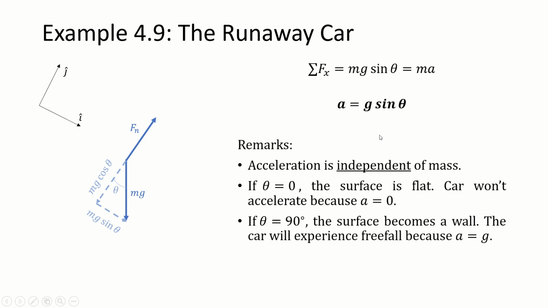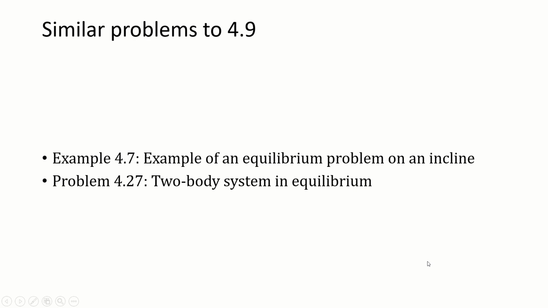If theta is equal to 90, the surface becomes a wall. So you expect it to be like the wall of a building. That means the car won't latch on the surface anymore and it will experience free fall motion because it won't stick to the wall. Mathematically, that means a is equal to g sine 90 degrees, but sine 90 degrees is just 1, so a is equal to g, the conditions for free fall.